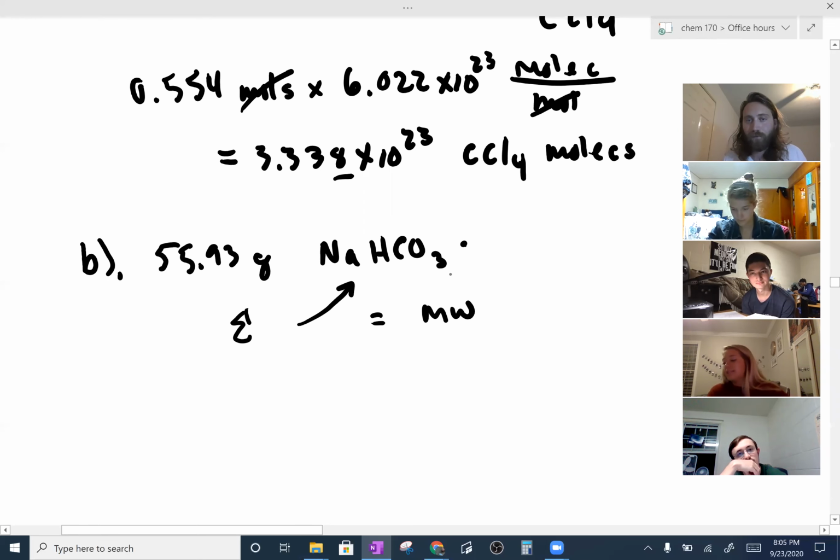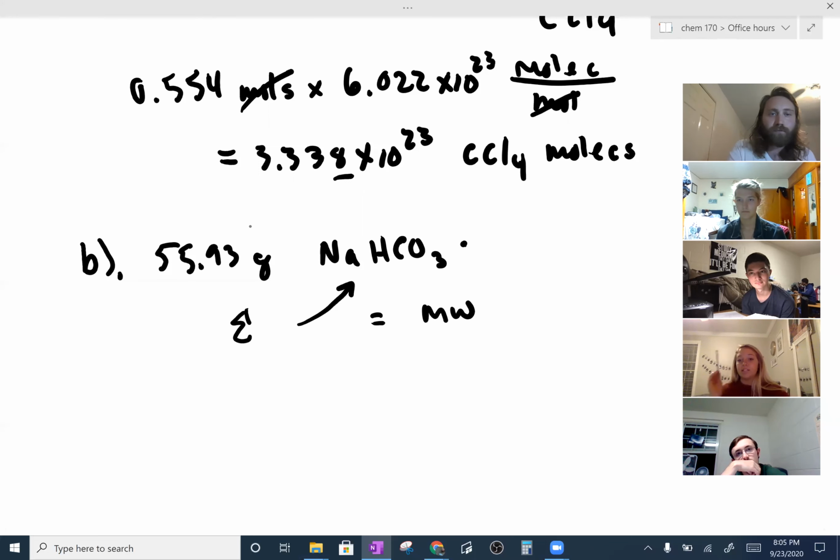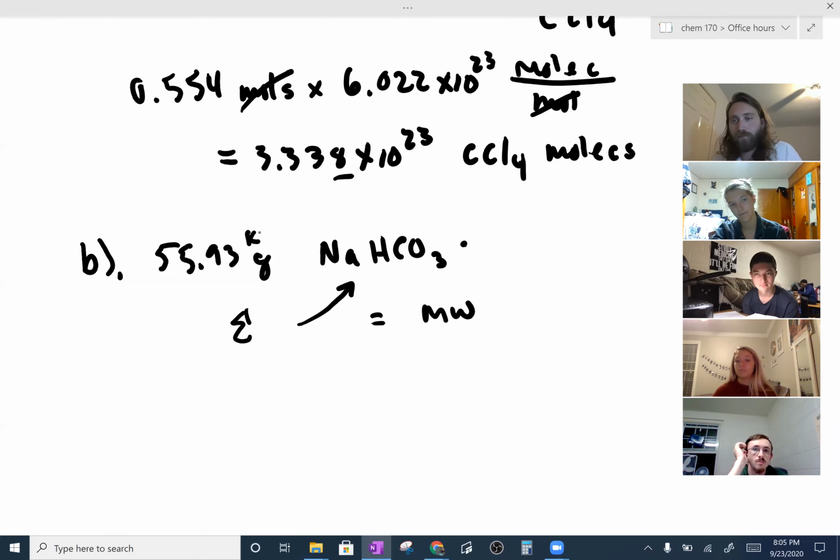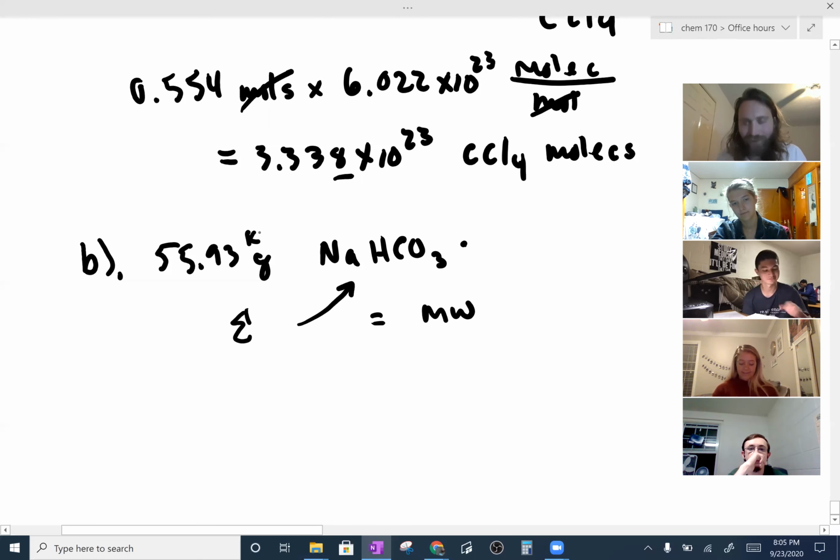And also, since it's the only one that's kilograms, would you just convert it to grams and then to moles? Yeah, so I would convert it into grams first, and then use the molar weight to convert into moles. Yeah. Okay. Yeah, good catch. I didn't even see the kilogram there. Tricky.